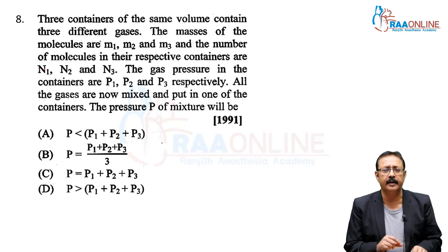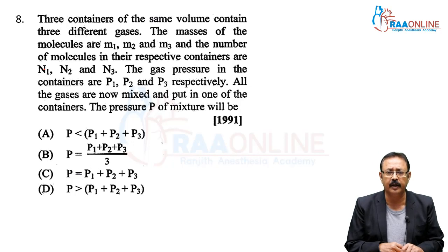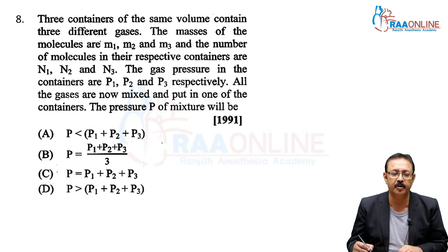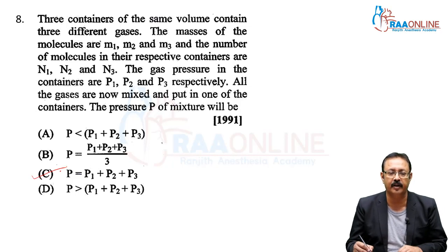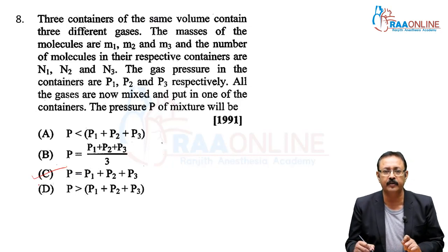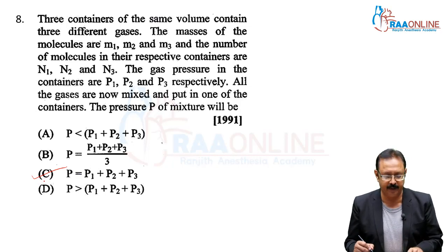Next, 3 containers of the same volume contain 3 different gases. The masses of the molecules are M1, M2, M3 and the number of molecules in their respective containers are N1, N2, N3. The gas pressures in the containers are P1, P2 and P3. All the gases are now mixed. We know Dalton's law of partial pressure, so it means the total pressure should be the sum of the individual pressures. So we are going with option C. This problem was from 1991 AIPMT.